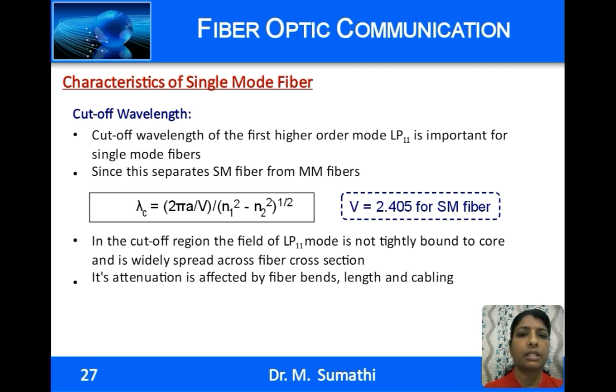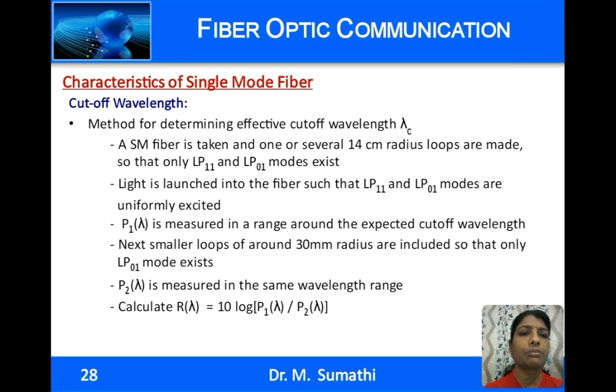Around the cutoff region, the power of an LP11 mode is not tightly bound to the core, but it is spread over the cladding also. So, its attenuation is affected by fiber bends, etc. Now, to determine the cutoff wavelength practically, a single mode fiber is taken and one or more 14 centimeter loops are made so that only the fundamental mode and the next higher order mode, LP01 and LP11, are existing in the fiber. Next, light is launched into the fiber to excite both the modes equally, and P1 of lambda is measured around the expected cutoff wavelength.